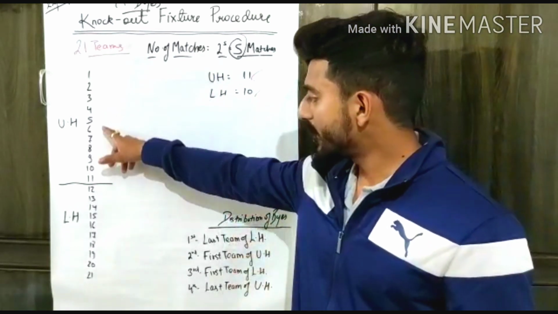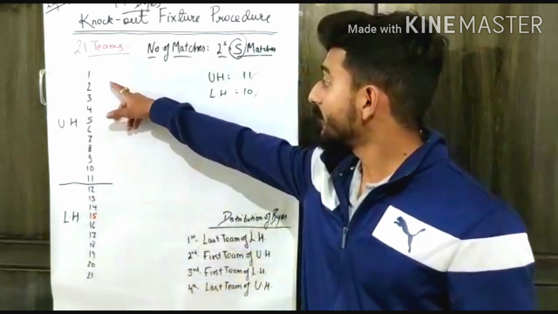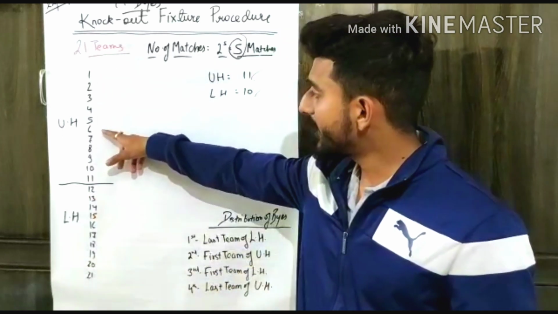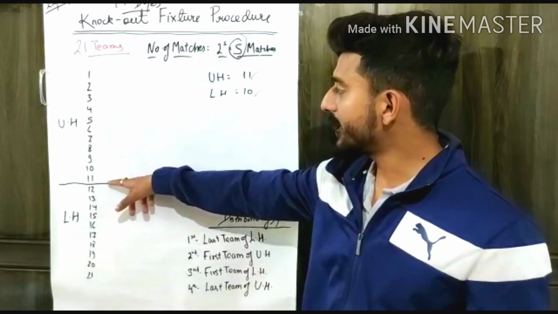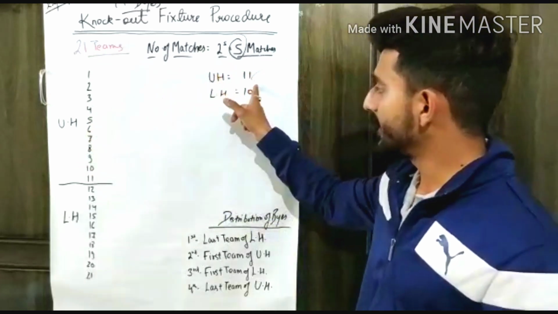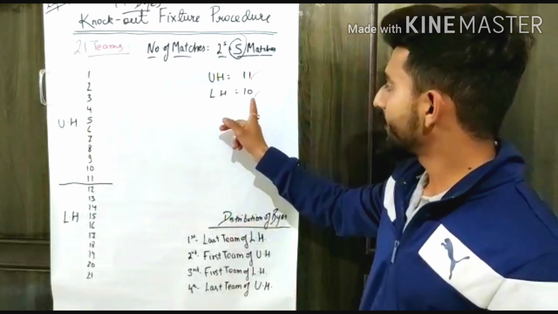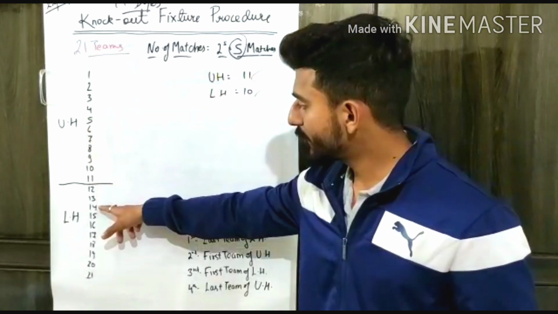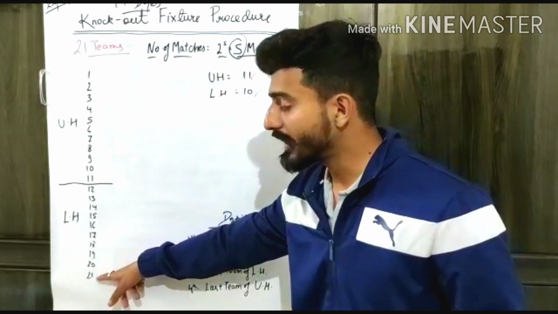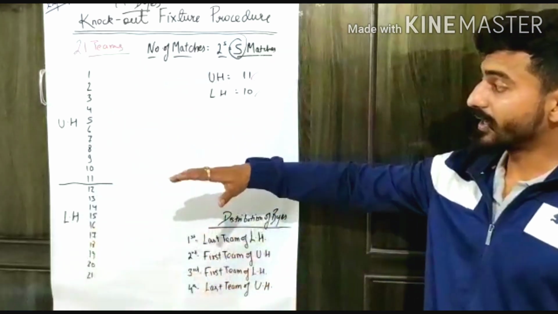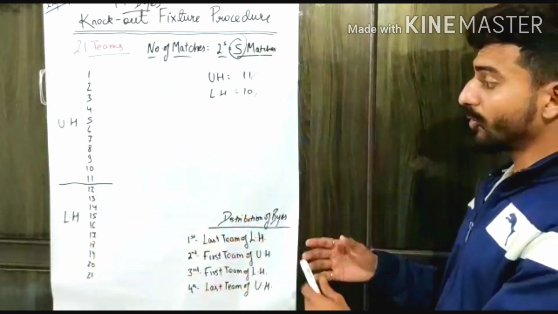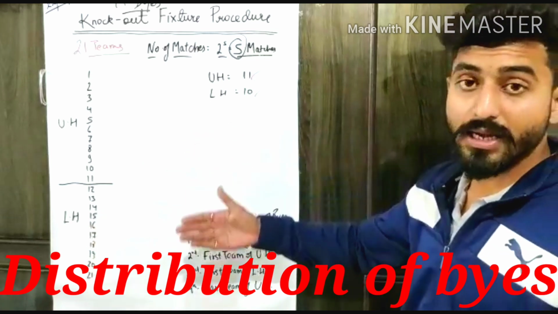So now we are going to write down all the teams in a series, in a line. Now 1, 2, 3, 4, 5, 6, 7, 8, 9, 10 and 11. Upper half was of 11 teams, so we are going to write down 11 teams in upper half. Then lower half was of 10 teams. So 1, 2, 3, 4, 5, 6, 7, 8, 9 and 10. So we have now divided upper half and lower half into two groups, that is 11 teams and 10 teams.